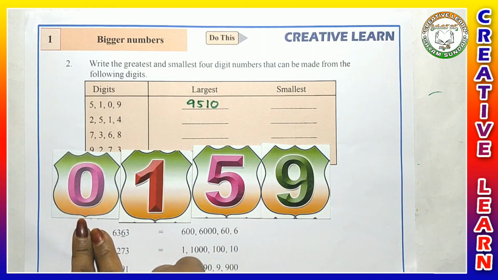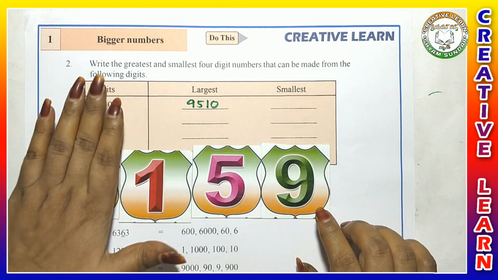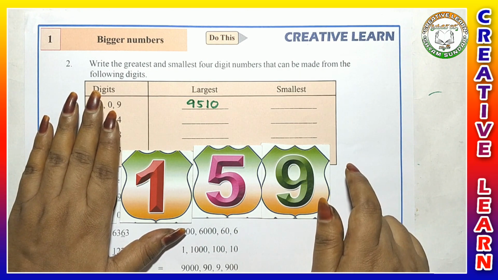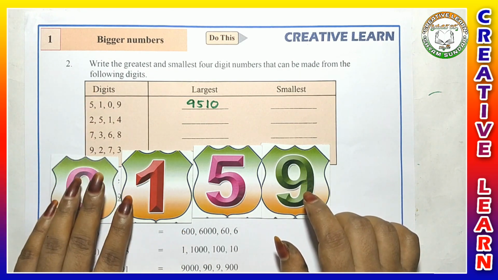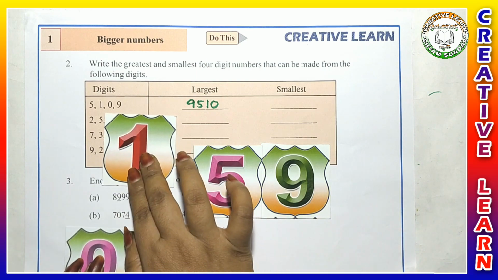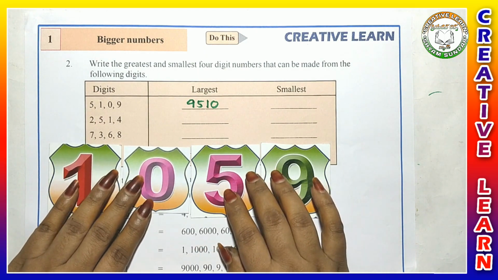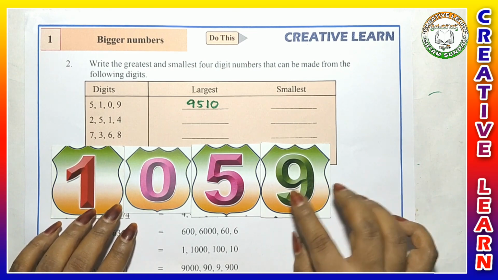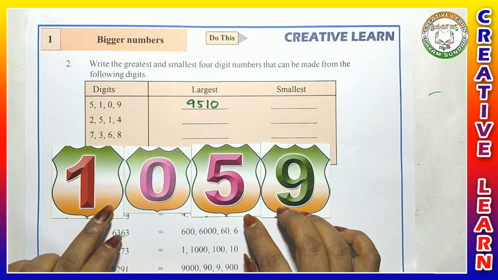0 in the thousands place means it is not a 4-digit number, because with 0 there, the number is just 159. It is just a 3-digit number, not a 4-digit number. So we have to take the next smallest digit in the thousands place, which is 1, and next 0 in the hundreds place. So the smallest number formed by 5109 is 1059.